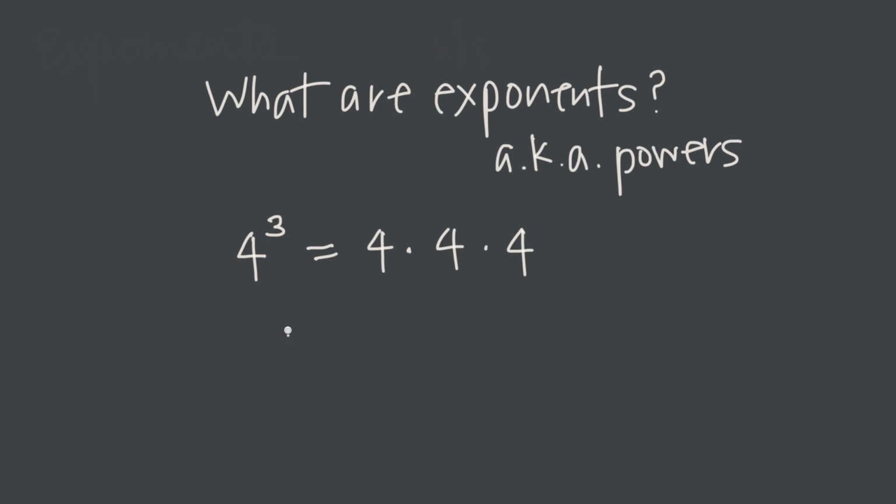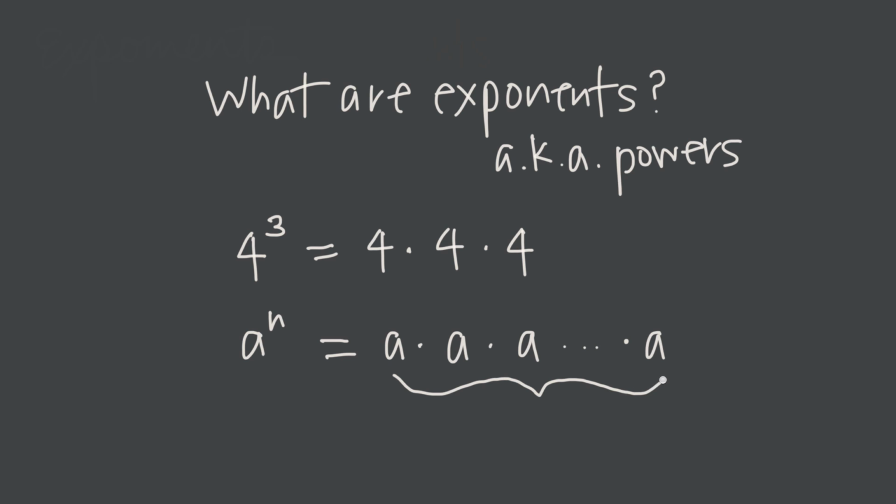You'll also see a more generalized example, a to the n, which just means multiply a by itself n times, in the same way that 4 to the 3 means multiply 4 by itself 3 times. So whatever number you have for n, or the exponent, that's how many times you multiply the base by itself. So this would be a times a times a dot dot dot times a, and this would be done n times, because n, the exponent here, is how many times we want to multiply a by itself.